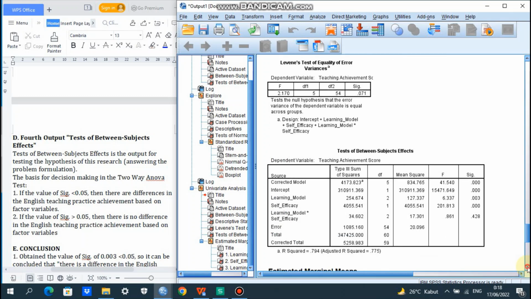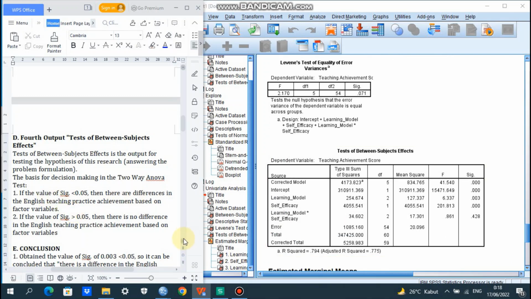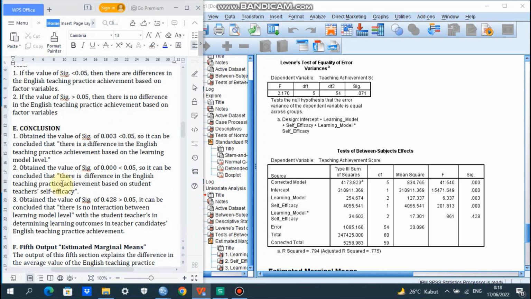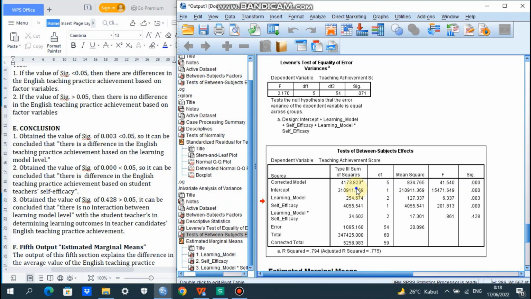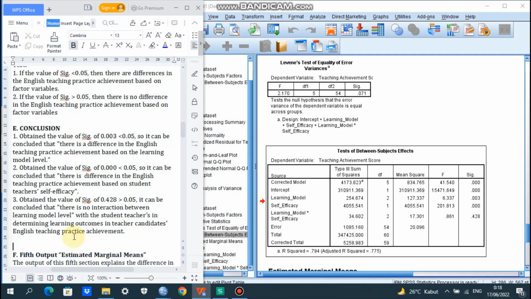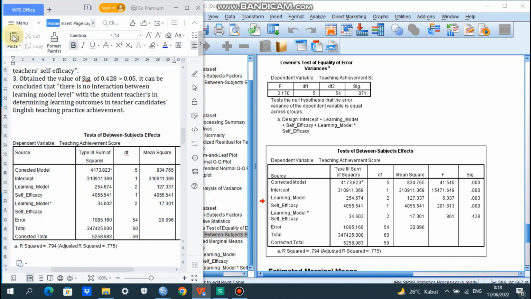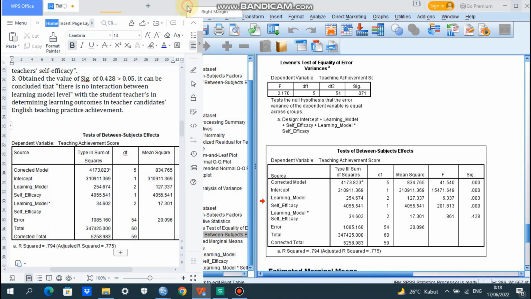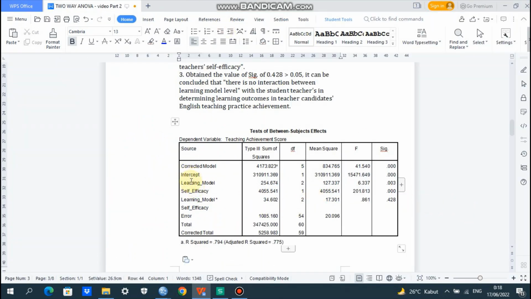Okay, so we can have the conclusion here. Obtained significance value 0.03. So for the first one, we can copy this one, and we can put it here. The first we talk about the learning model.